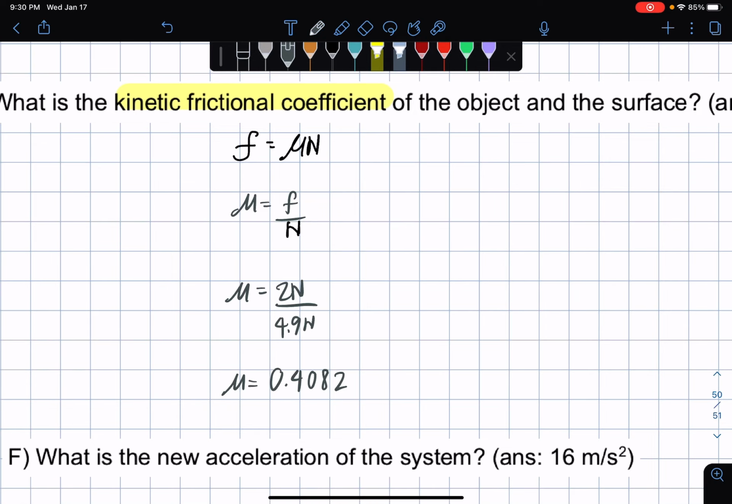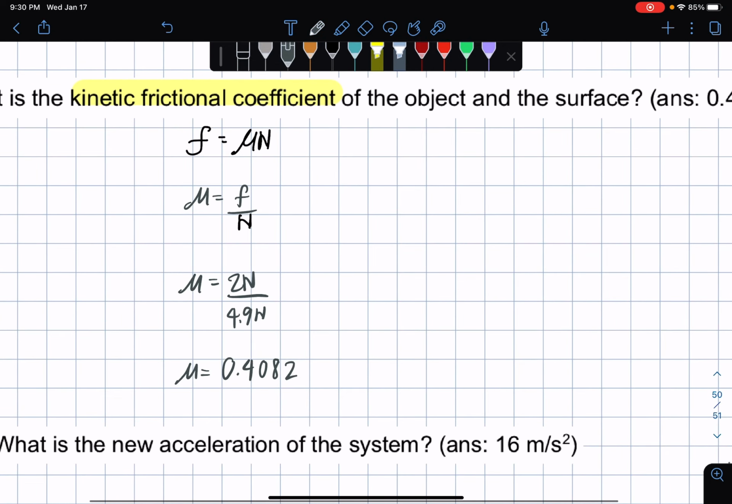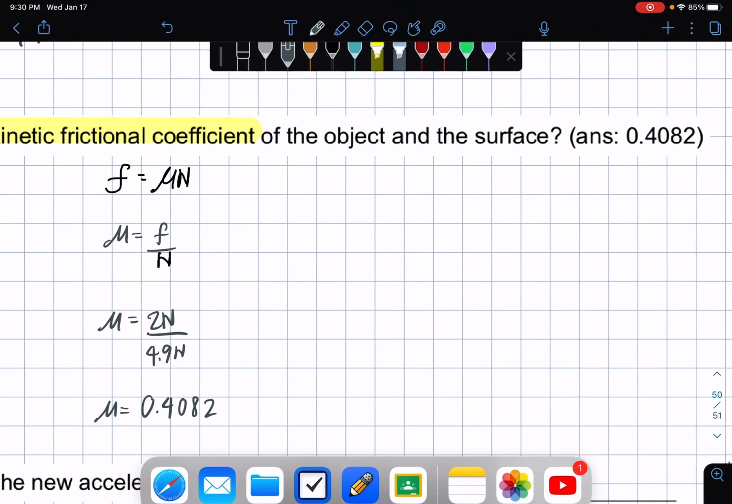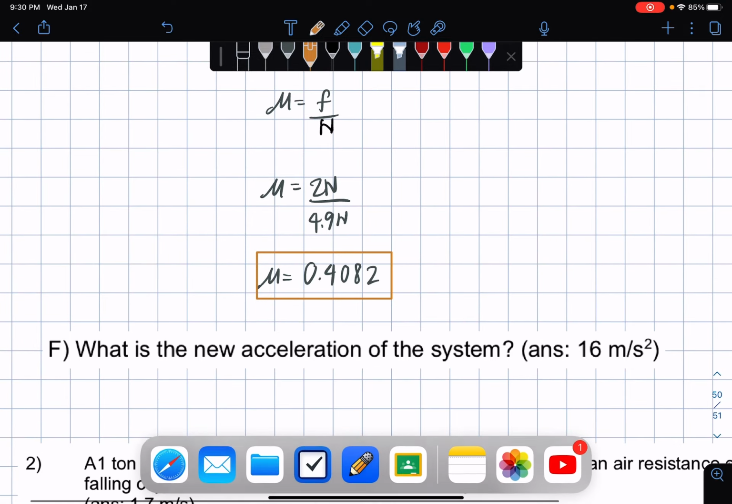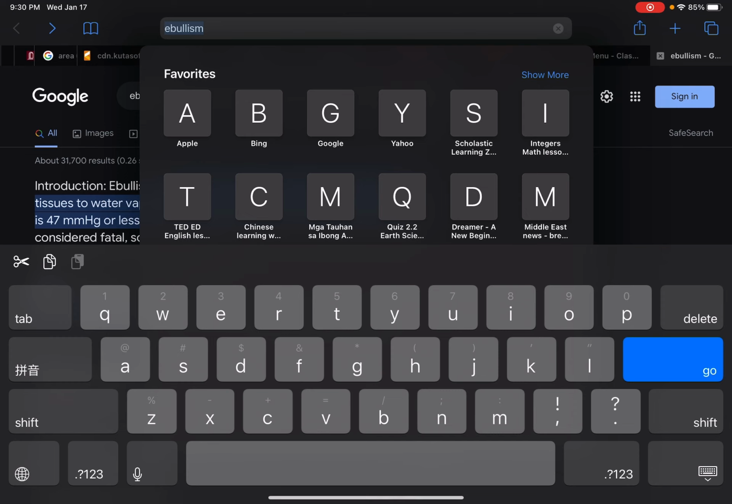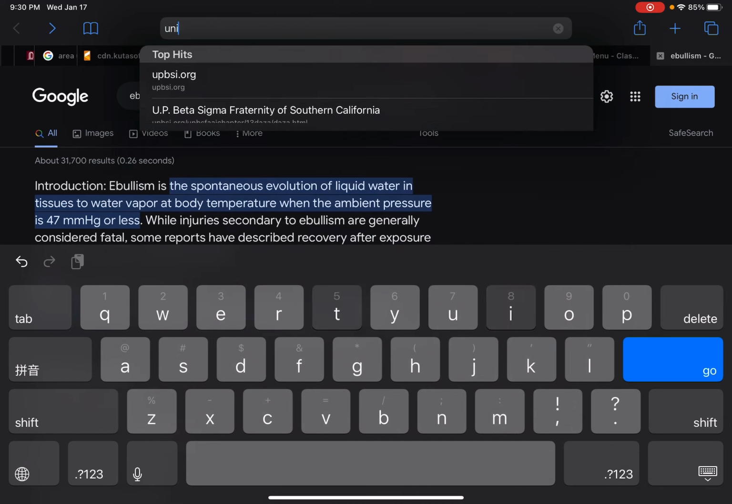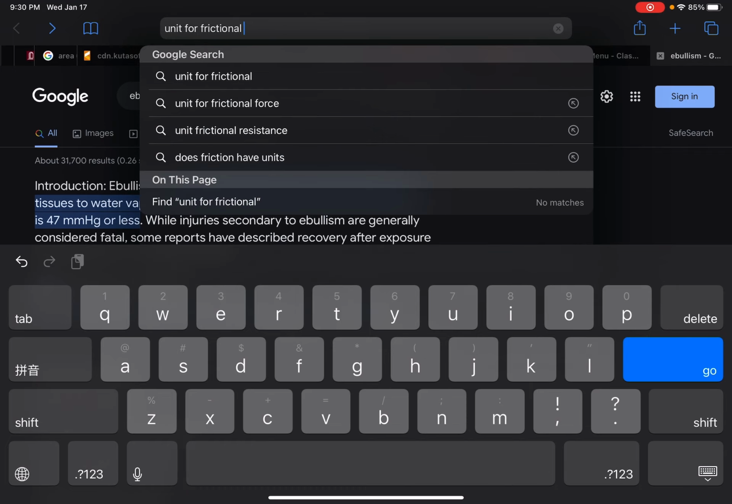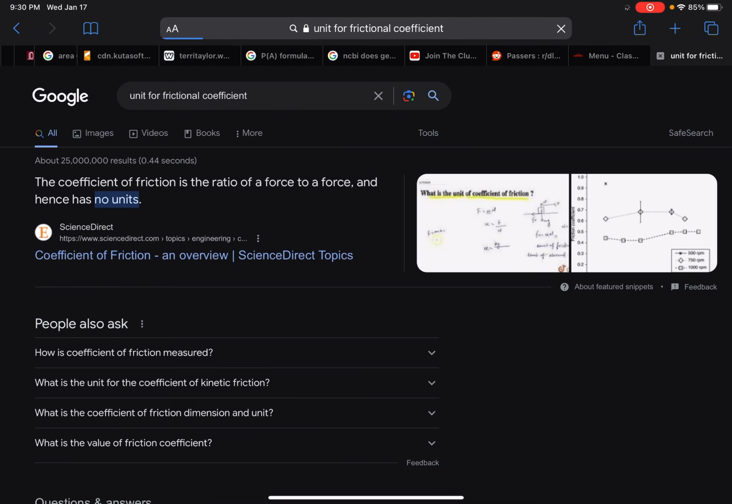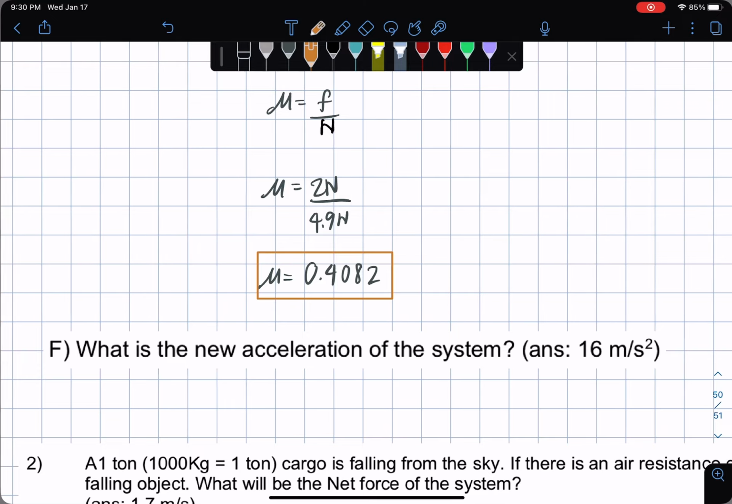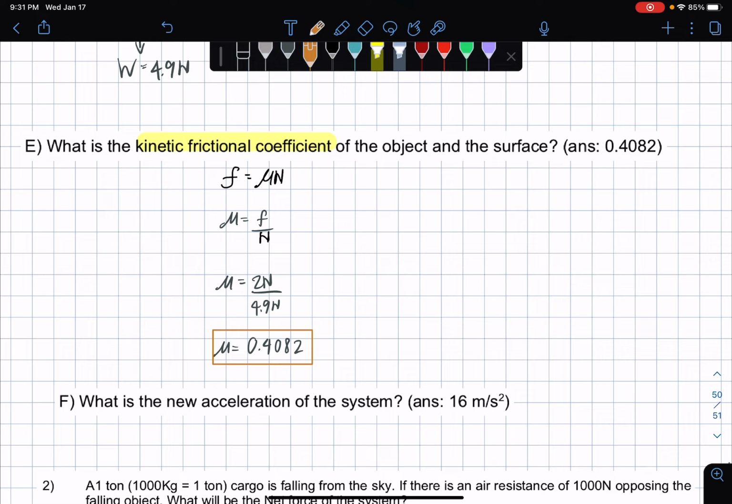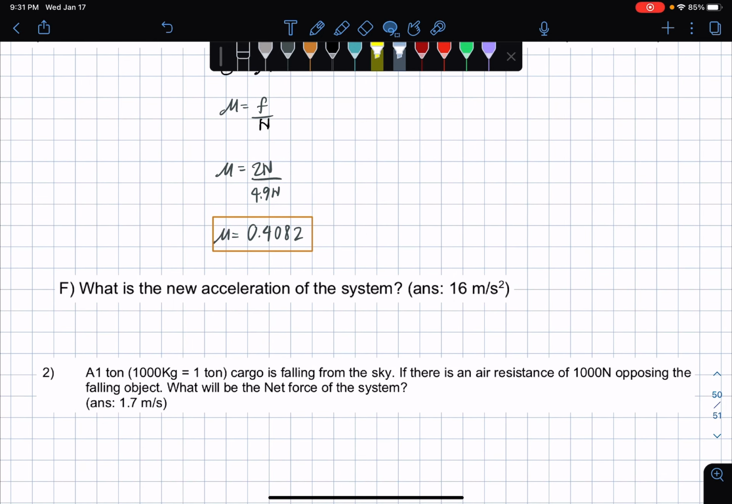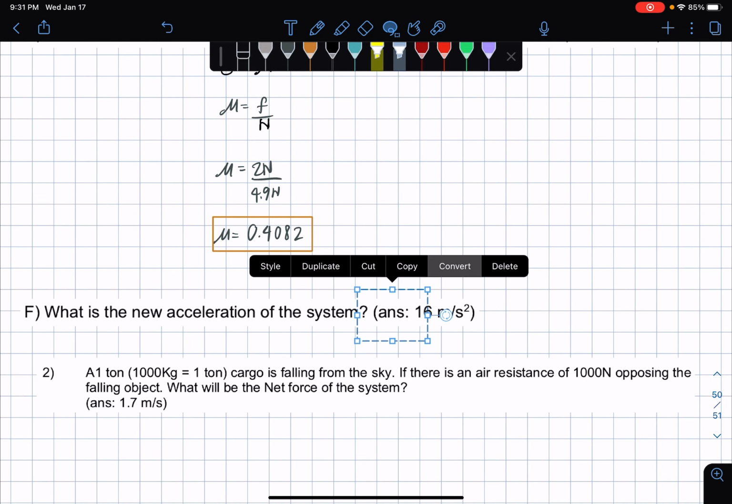So what is the unit for the frictional coefficient? We are dividing newton by newton, so I suppose there's no unit for that. Let's search for it first, just to be sure. Okay, so there are no units for the frictional coefficient. So we just write the number. It's similar to writing pH. pH has no units.